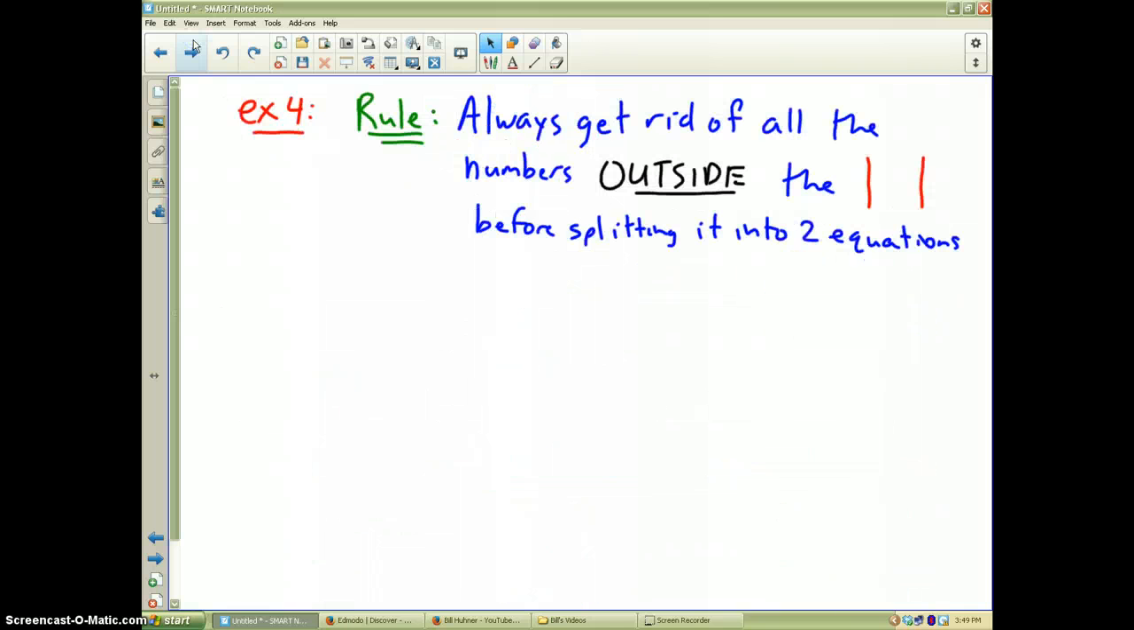The last problem I want to do for you is going to demonstrate a very, very important rule, which I want you to pause the video and write down at this time. All right, our last rule: when your absolute value equations become more complex, you need to always get rid of all the numbers outside the absolute value before splitting it into two equations. For example, this problem.